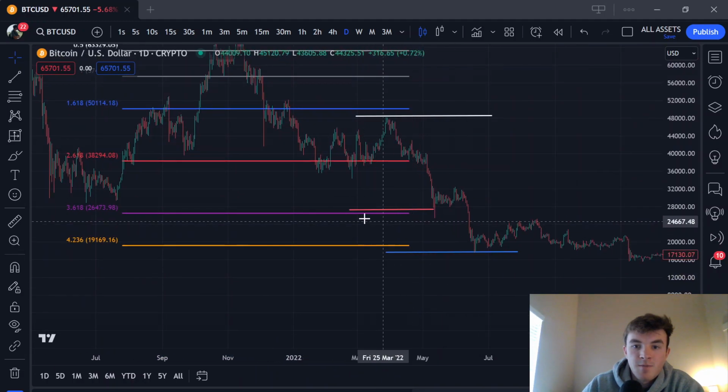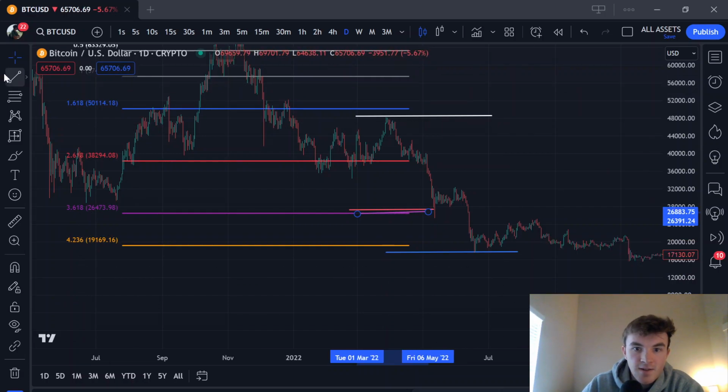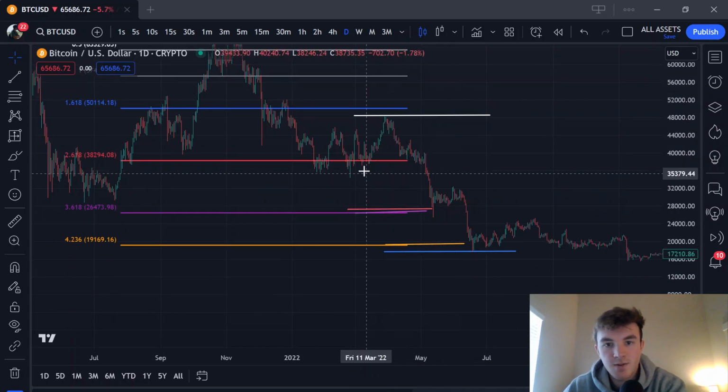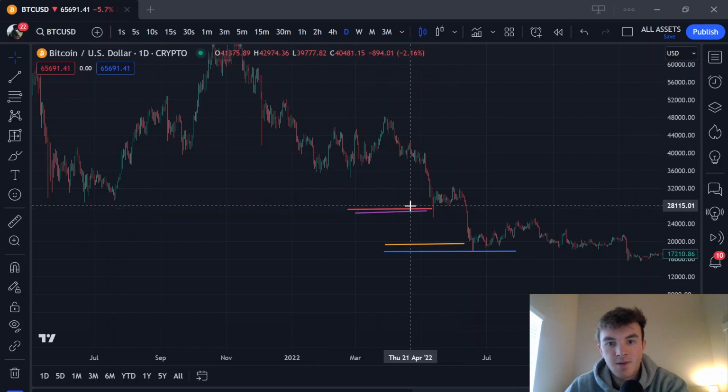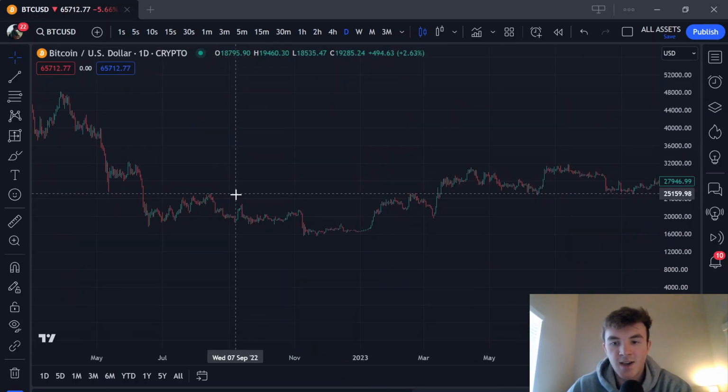Alright, this gold one and this purple one both line up around the same area. So you can start to see, you find these hidden key levels that are slightly past old highs and old lows. Alright, now you know what happened in 2021. Let's talk about current price action right now.